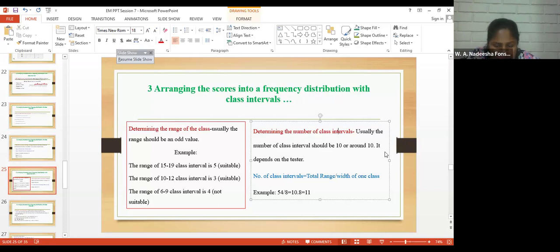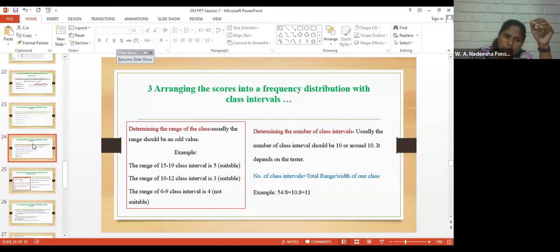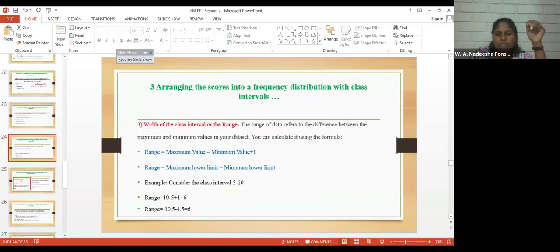So the number of class intervals equals range divided by width of the class. Here the range means not the range of the class interval, that is the total range. By considering the total data set, we find the minimum value and maximum value and subtract them. Then you can find the total range. And then you have to divide it by the width of one class, the class width, or class range.